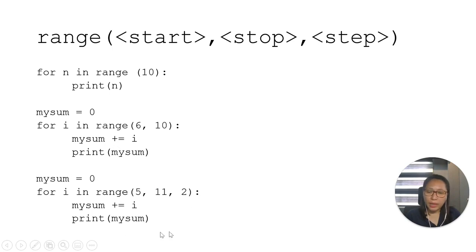And then on the third example, we have my sum gets 0. And then for i in range 5, which is the smallest value, 11, that's the stop, and the increment is 2, or the step is 2. So this one gets the sum of 5. You add 2 to 5, so it becomes 7. Then add 2 to 7, you get 9. Add 2 to 9, you get 11. And 11 is not included, so it will just be 5 plus 7 plus 9.